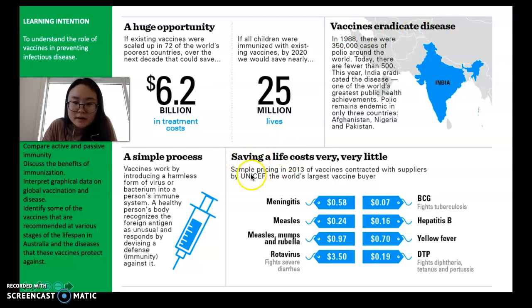And here you can see some sample costs of vaccines, which are very, very cheap, only a few dollars or even less than $1.